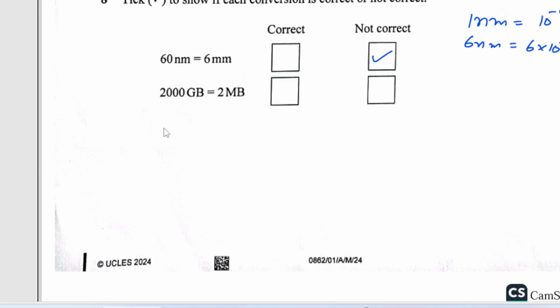Now for the GBs, you all know that 1 GB is equal to 1000 MB, and 2 GB is going to be 2000 MB, right? But this is written the opposite way, so this is also not correct.